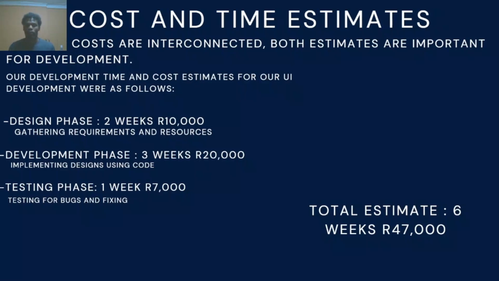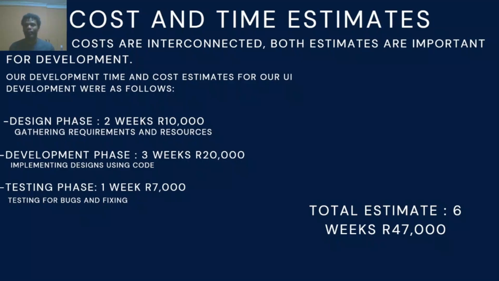The design phase was about 2 weeks, and we estimated that to cost about 10,000 Rand for gathering the resources and the requirements needed. For the development phase, it was about 3 weeks at about 20,000 Rand. That was our estimate. We're implementing designs using code, so using the HTML, the CSS, and all the forms and the resources Google gave. Then for the testing phase, that's about 1 week and 7,000.